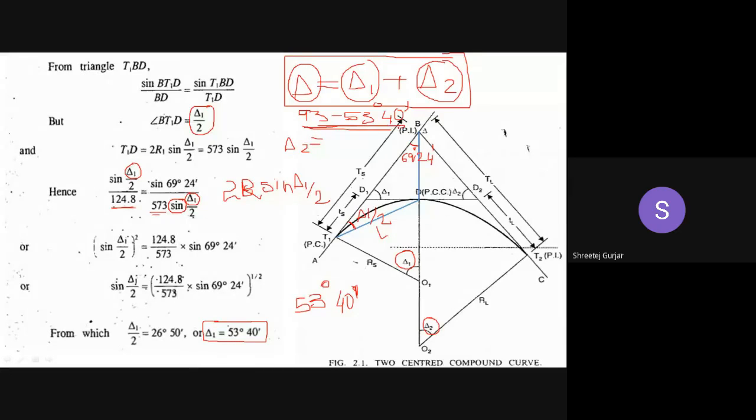93 minus 53 degrees 40 minutes. Calculate using your calculator and tell me the answer. 39.33, or 39 degrees 20 minutes. Okay, 39 degrees 20 minutes. So let us check whether we have done it correctly. You can see 39 degrees 20 minutes is the answer which I have got. Okay, no problem. Now once this is done, you can easily calculate the length of the curve.